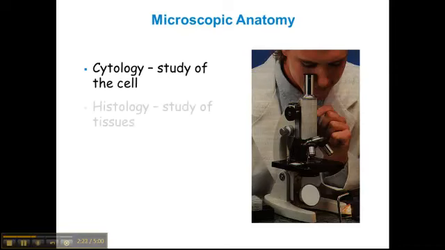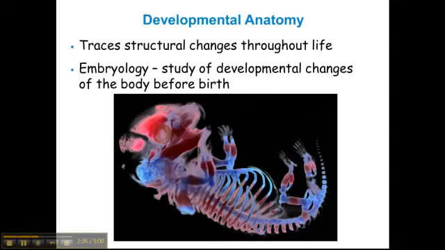Likewise, we also may look at histology, which will be the study of tissues. We will see these in Chapter 3 when we study the cell, and Chapter 4 when we look at tissues. Developmental anatomy, then, is how anatomy and anatomical structures change throughout life. A specific branch of this would be embryology. This is the study of developmental changes within the body before birth.